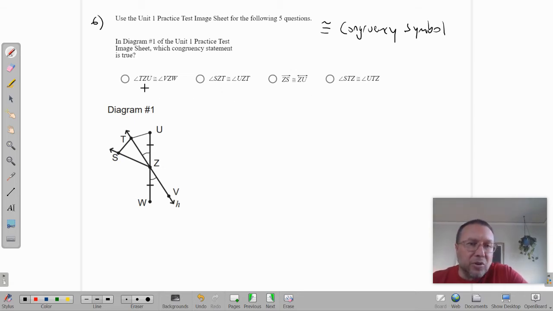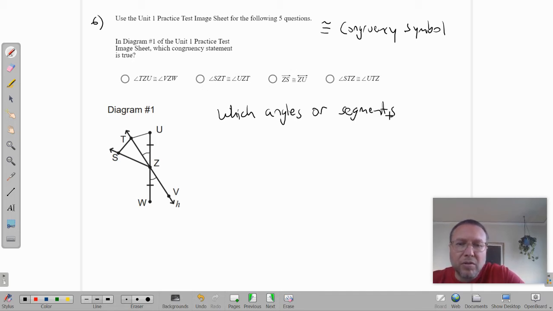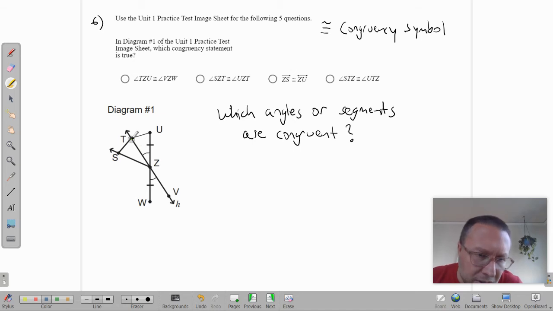Well, I think probably the easiest thing to do is, we're basically trying to figure out what this is really asking. Is it saying which angles, or they also give us some segments, are congruent. And when we say congruent, again, we just mean that they're equal to each other, that they're the same. Well, let's compare TZU. TZU is, let me get my highlighter here. So TZU is this angle, all right? And then VZW.